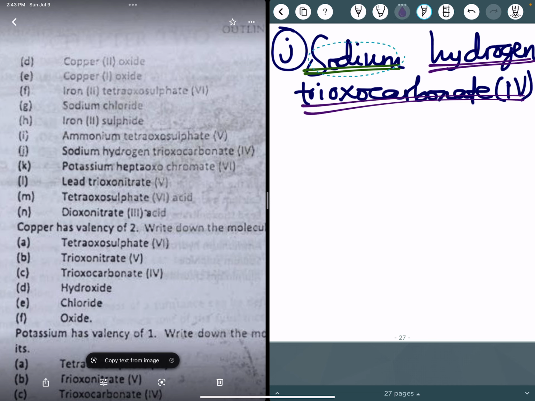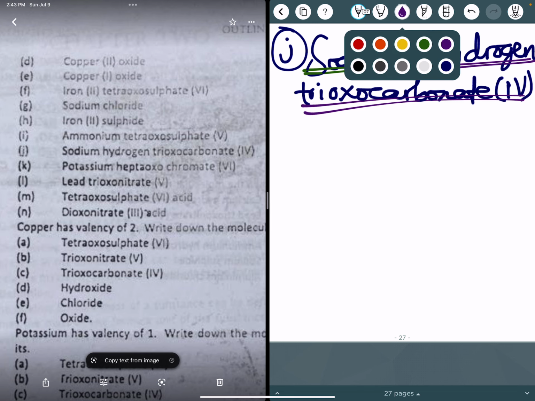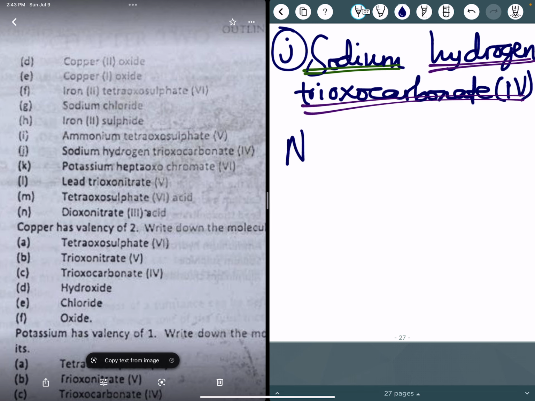Meaning this is the cation and this is the what? Anion. It's meant to be written together in a single line. My space won't let me, so take note. Sodium is Na+, it's charged +1. Hydrogen trioxocarbonate 4 is HCO3-. You'll see it on your list of cations and anions.